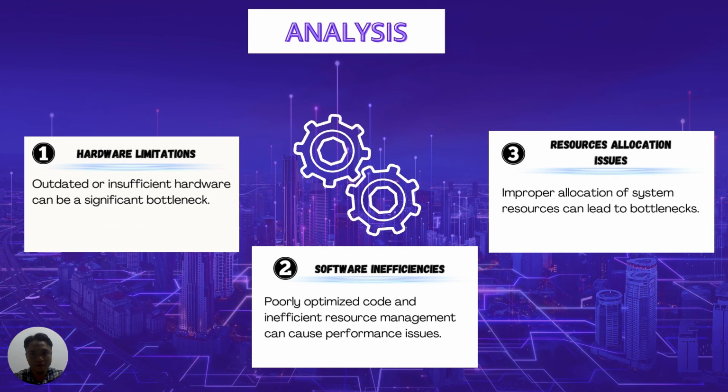Root causes of performance bottlenecks often stem from hardware limitations, where outdated or inadequate hardware struggles to meet modern computational demands. Software inefficiency, including poorly optimized code or inefficient resource management, further exacerbates this issue. Proper allocation of system resources also plays a crucial role. Mismanagement can lead to underutilization or overloading of critical components, impeding overall system performance.